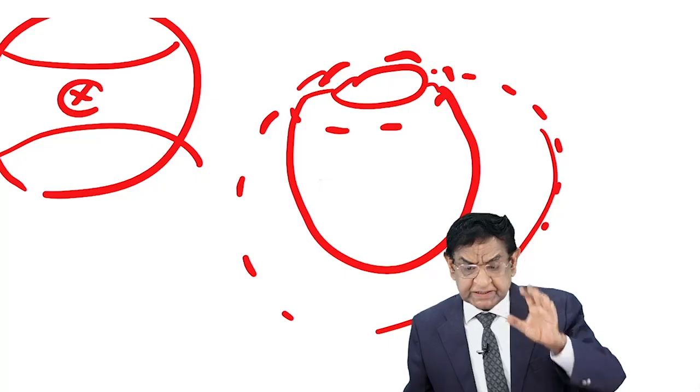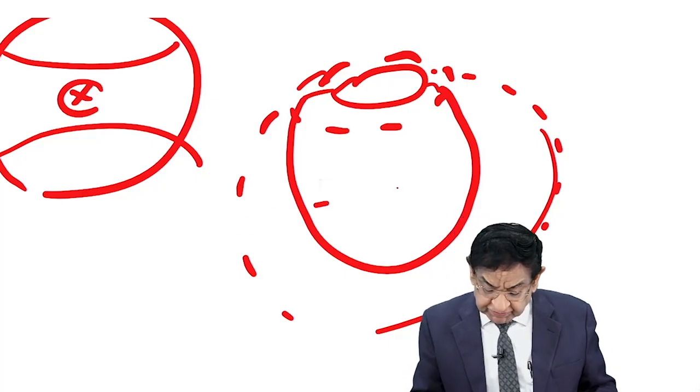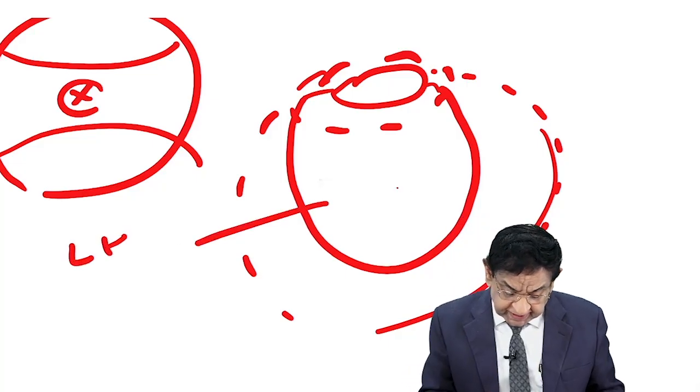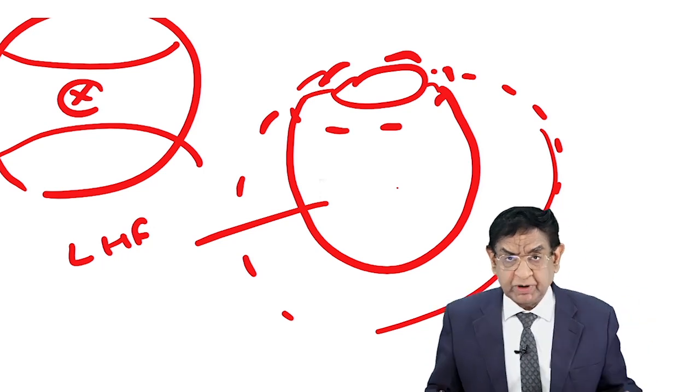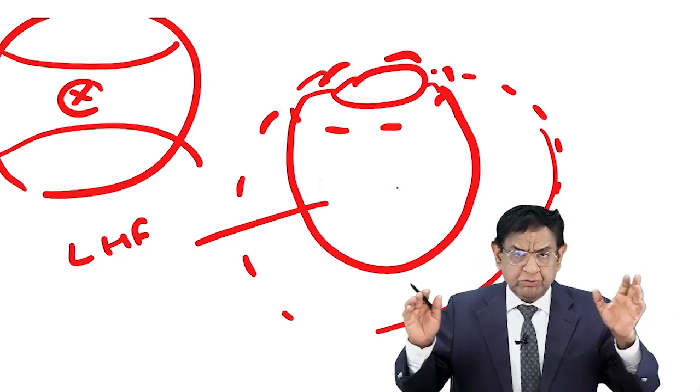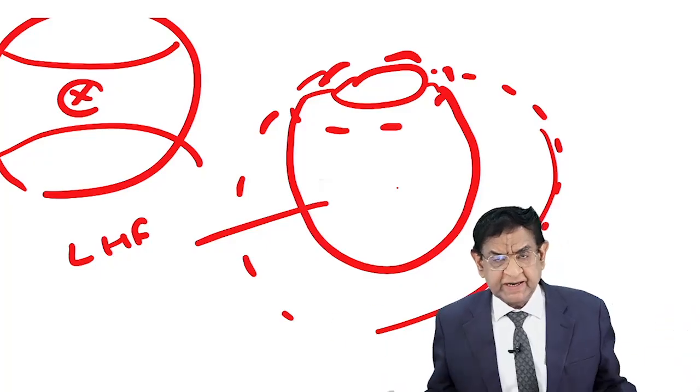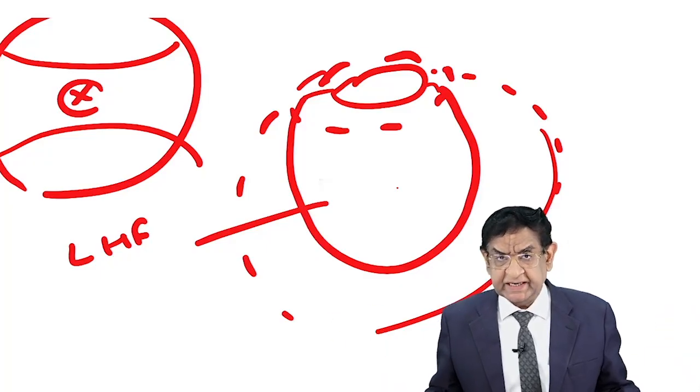Now in DCM, primarily it is systolic dysfunction. There is left heart failure. Of course, there is right heart failure also, but at the moment I'll talk about left heart failure. Due to left heart failure, the left ventricle gets dilated and the annulus gets dilated.